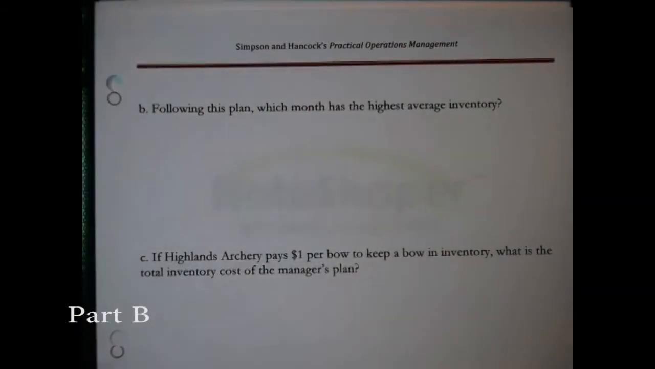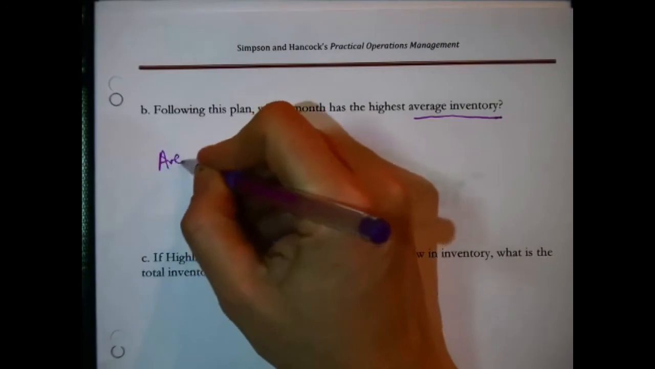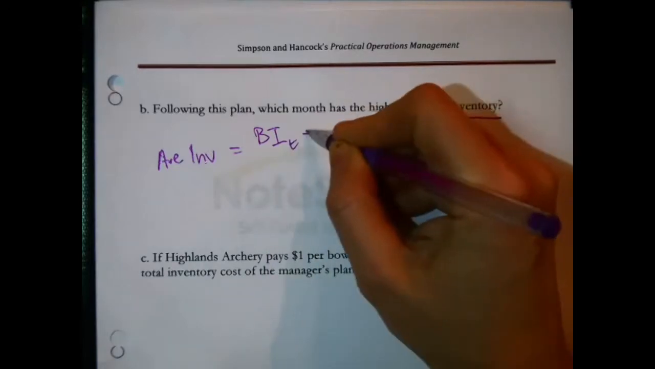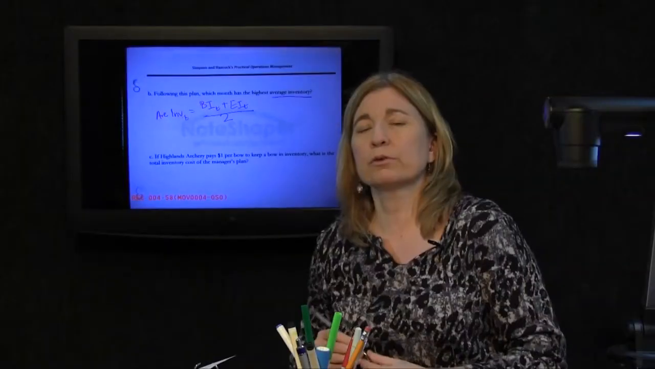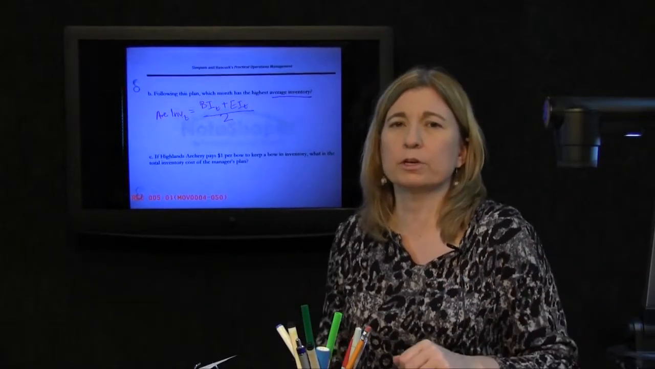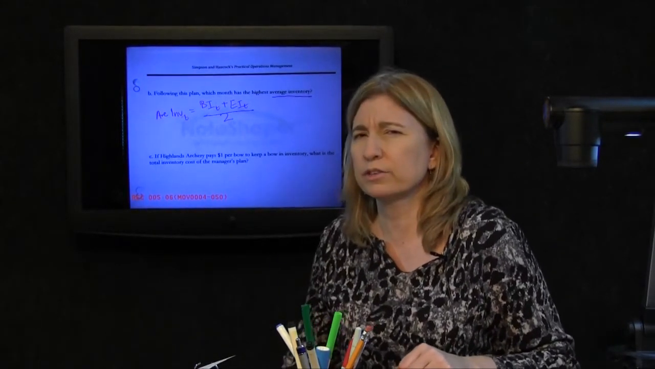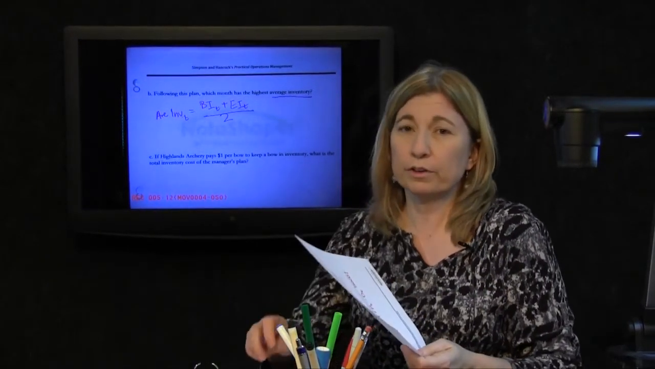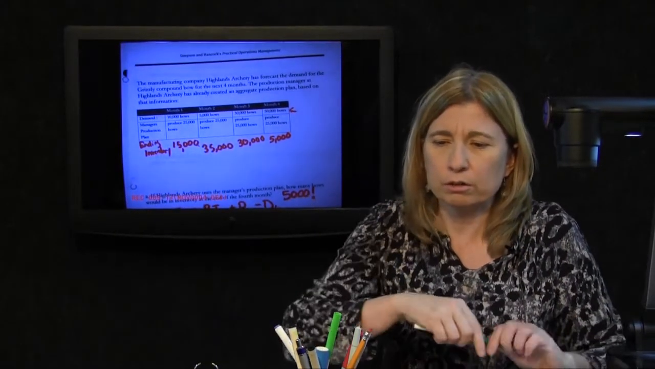Following this plan, which month has the highest average inventory? Average inventory. That's beginning inventory plus ending inventory divided by 2, the average inventory for a period. That's what you're averaging. You're averaging the beginning and the ending inventory. Now, this question is asking which month has the highest average inventory. That means going back to our table, we really should figure out the average inventory for each one of these periods in order to answer that question.